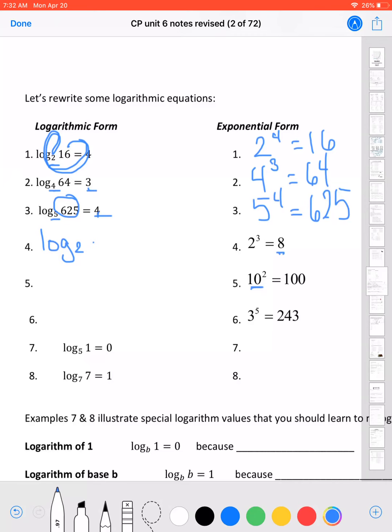The final answer over here is what comes first. Because again, what logs are asking is, okay, 2 to what power is giving us 8? And we know that is 3.